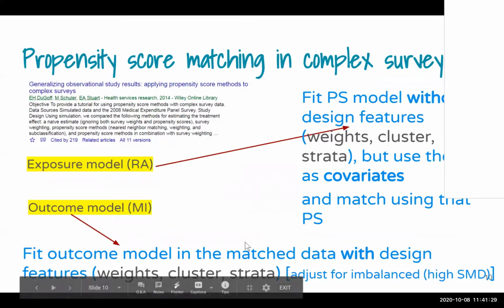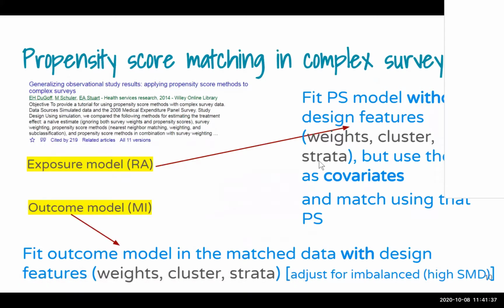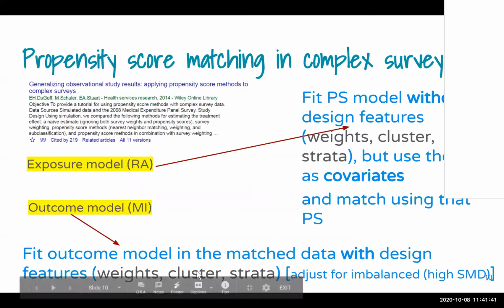And how does that work? In here, when we are estimating the propensity score, we are using design weight, cluster, and strata, but we are using them as covariates. But in the outcome model, we are using them as design features. So we create the survey design first for the outcome modeling.